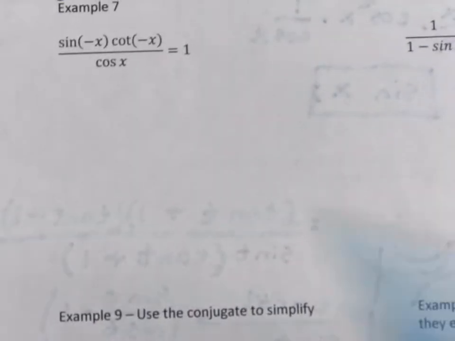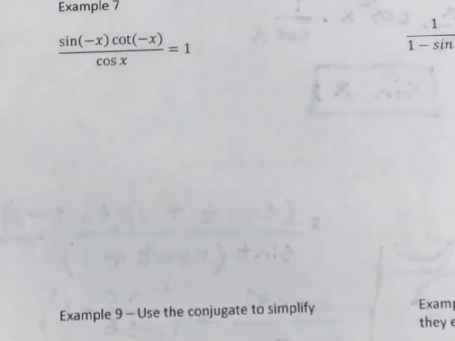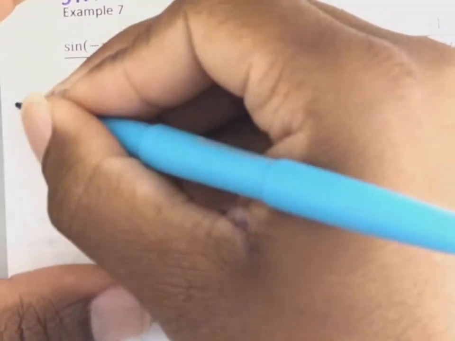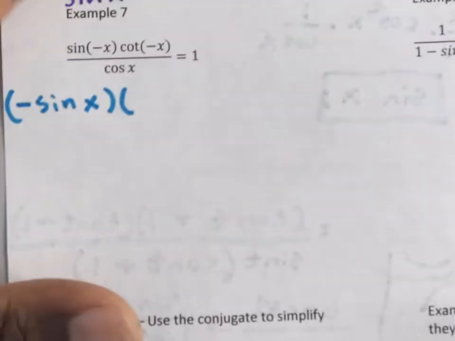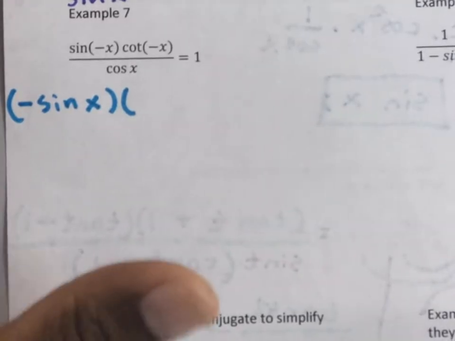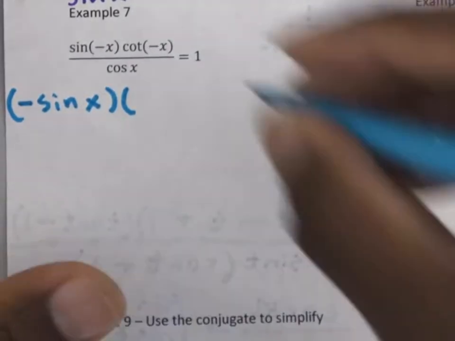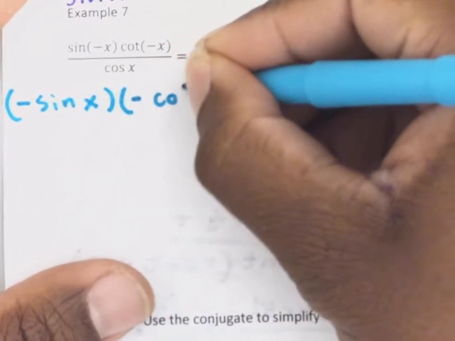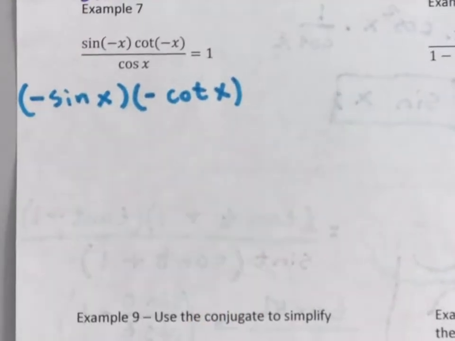Okay, so how would I rewrite sine? It's sine. So does the negative go away, or do I put it in front of sine? I put it in front because it's odd. So I'm going to change that to negative sine x times cotangent. Does the negative go away, or do I put it in front? I put it in front. So negative cotangent x.